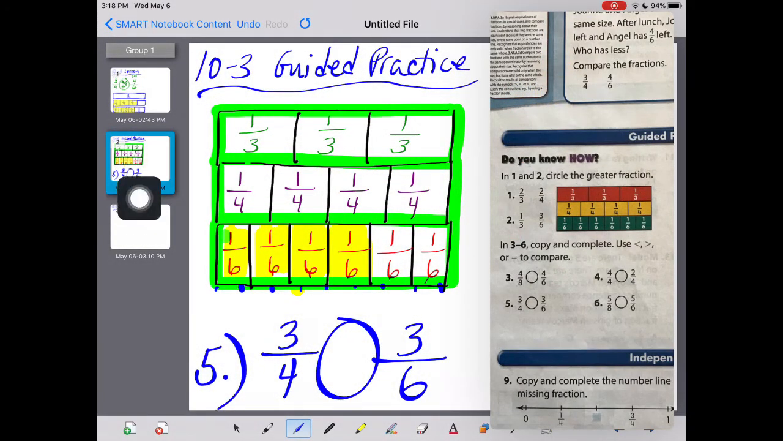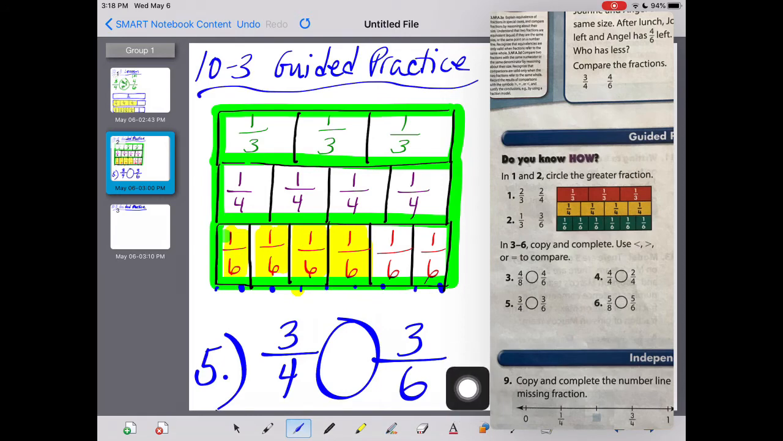Now let's look at number 5. You're comparing 3/4 to 3/6. Are the denominators the same? Nope. How about the numerators? Are the numerators the same? They are. 3 pieces out of this pizza and 3 pieces out of this pizza.